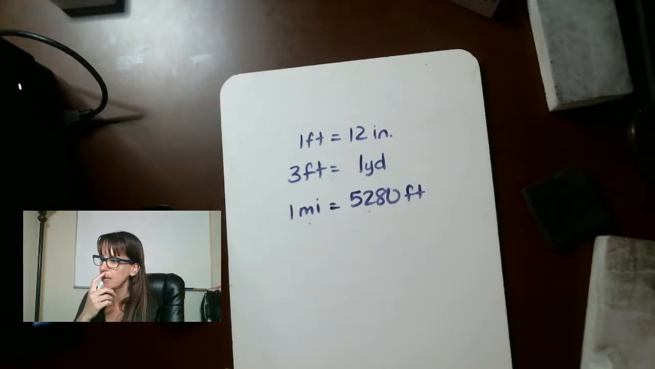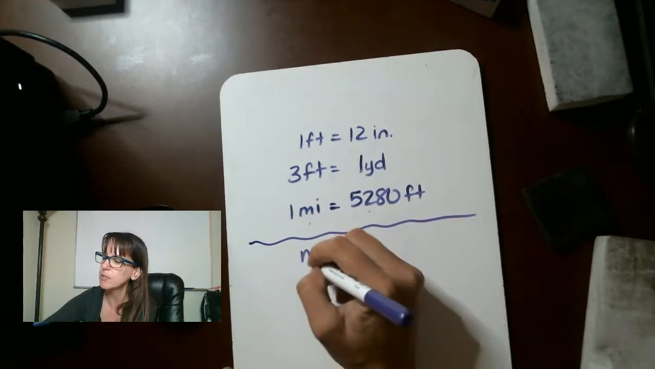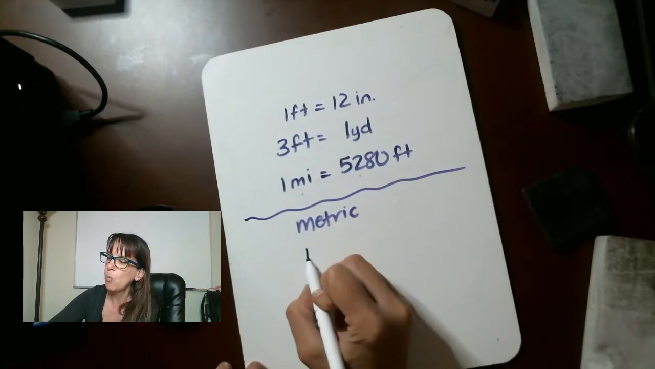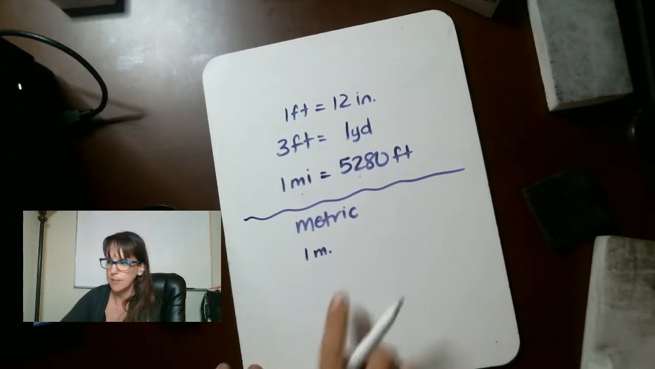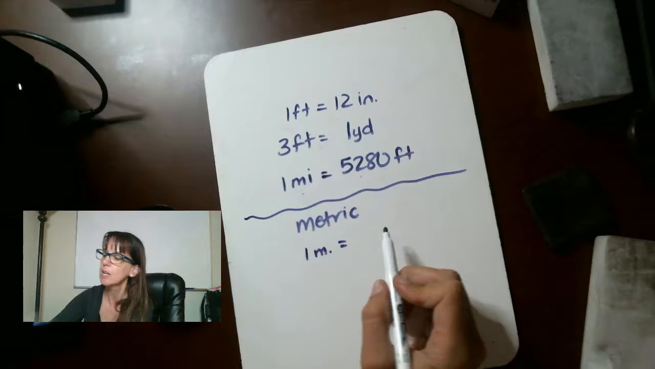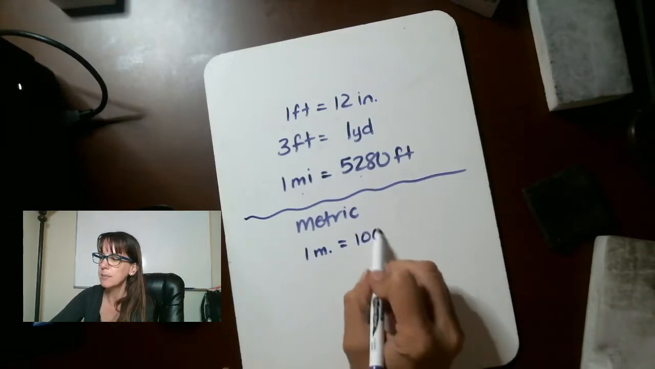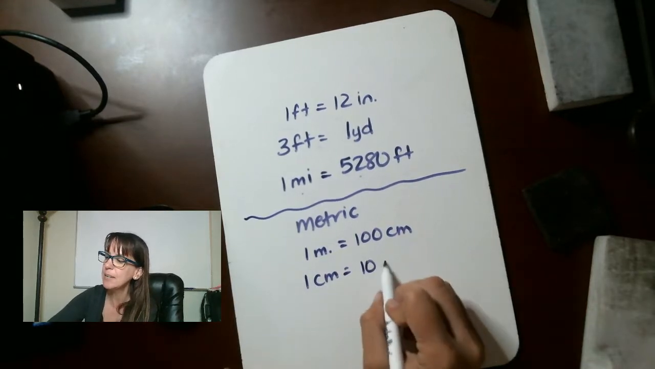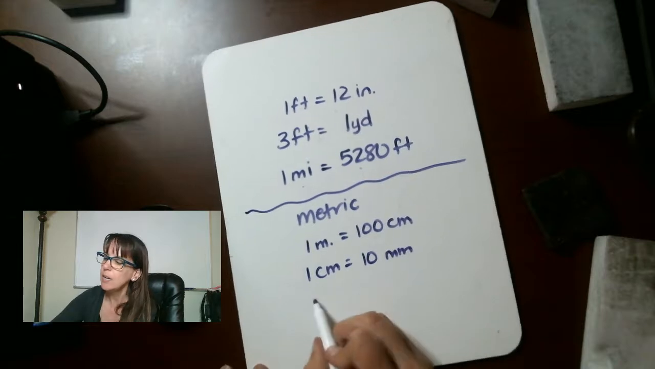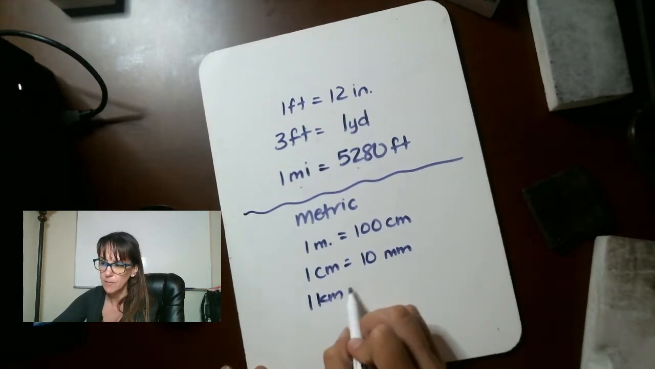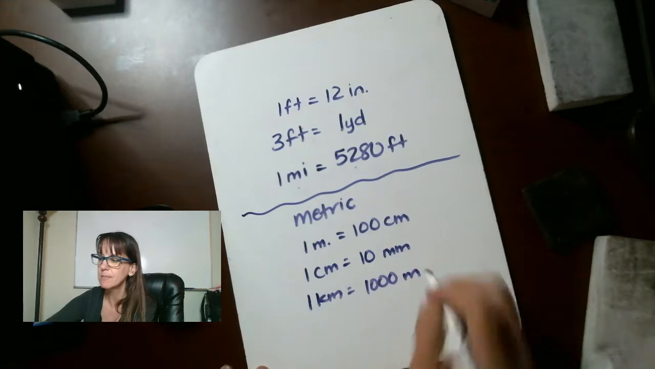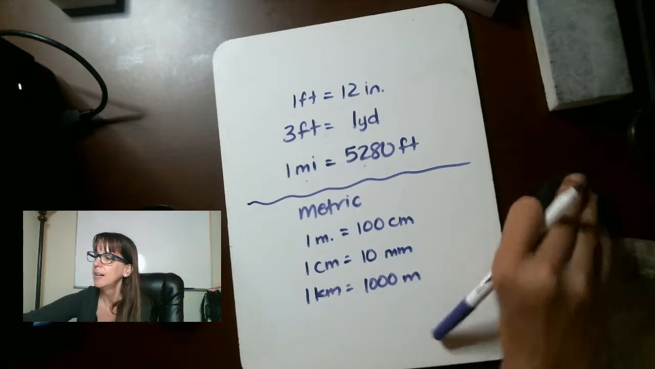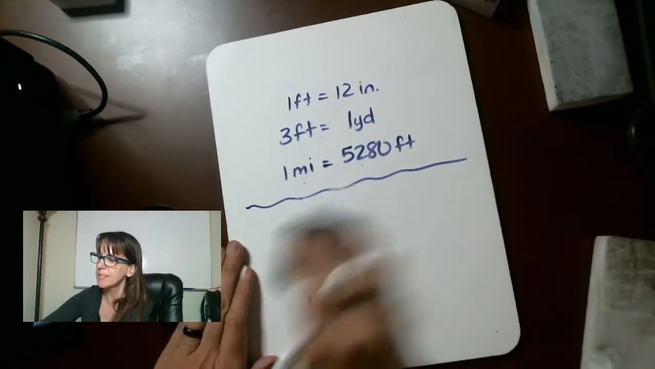5,280 feet. When we're talking metric, so those are the common ones for right now. Metric system, we have 1 meter, which is different than a mile. That's why there's only an M there and a little period there. That's going to give us 100 centimeters. In 1 centimeter, there are 10 millimeters. In 1 kilometer, there are 1,000 meters. All of these are common ones that you're going to see over and over again, so make sure you write those down. Pause it if you need to.